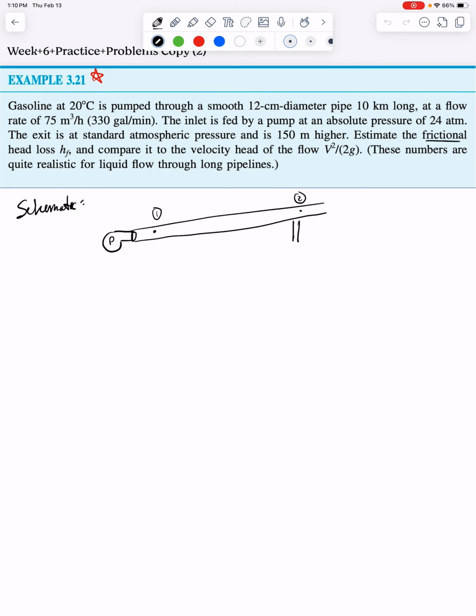We have gasoline at 20 degrees Celsius. It's being pumped through this smooth 12 centimeter diameter pipe that is 10 kilometers long. We're given that the flow rate through this pipe is 75 cubic meters per hour. At the inlet of our pipe, there's a pump that is providing a pressure of 24 atmospheres. And at the exit of the pipe, we have standard atmosphere being applied. And the location at the second point is 150 meters higher than the first point. We're interested in finding the frictional head loss, and we want to compare that term to our velocity head.